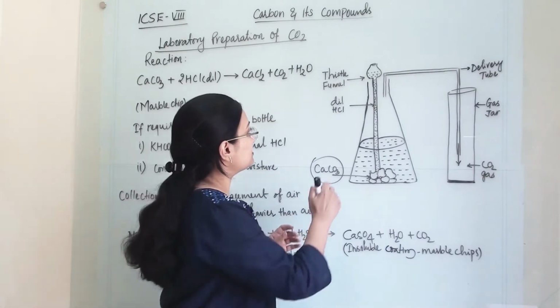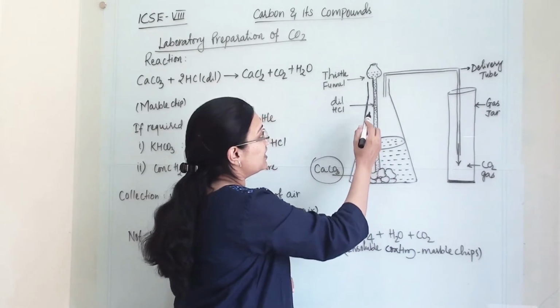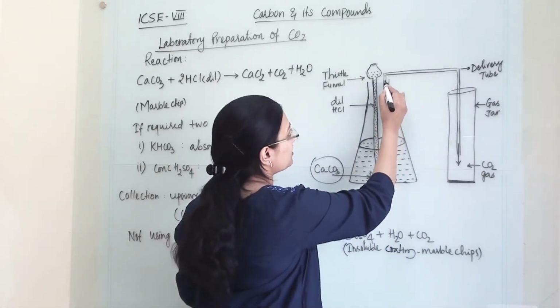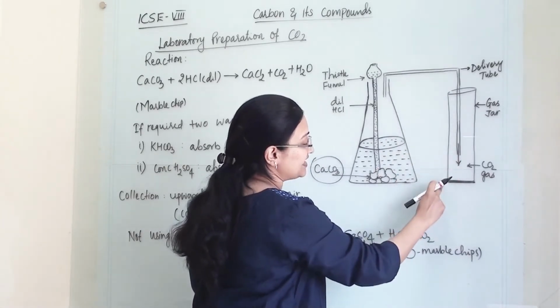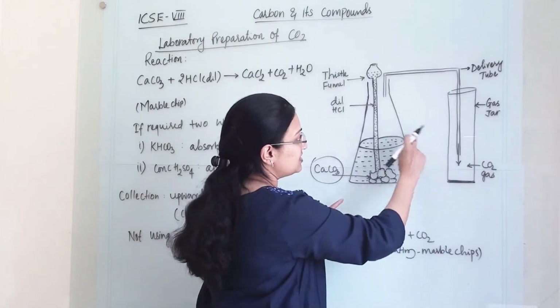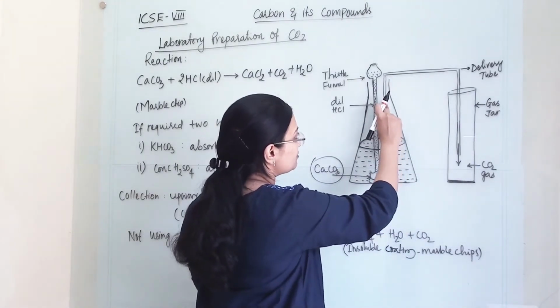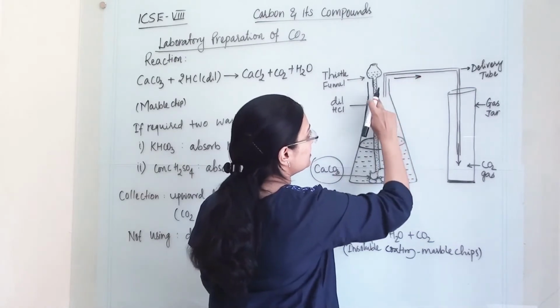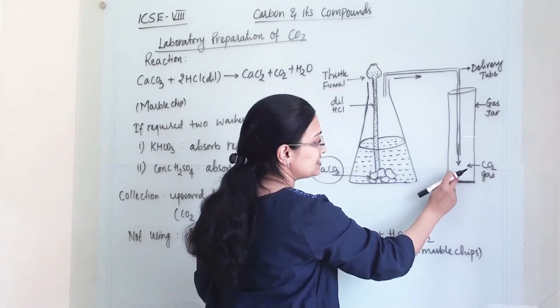So here via the thistle funnel we are adding hydrochloric acid drop wise, and here we have arranged one more gas delivery tube which is going inside an empty jar. It is coming till here, and when the reaction starts, the carbon dioxide gas will come out of this conical flask. It will travel through this delivery tube and come into this gas jar.